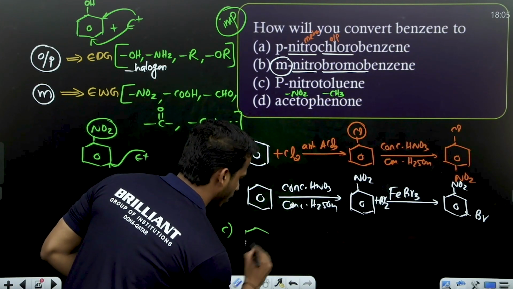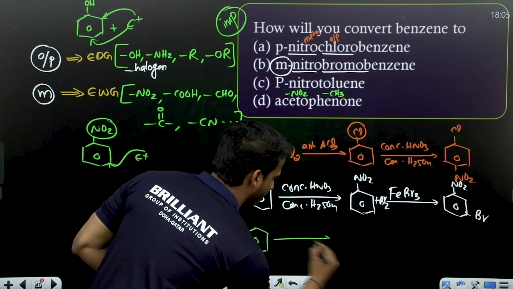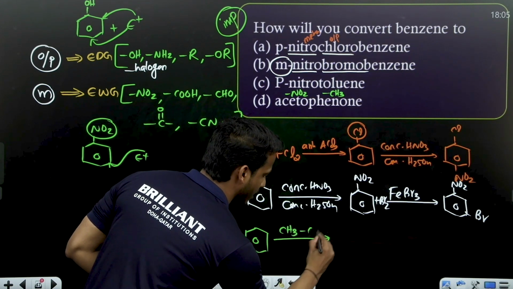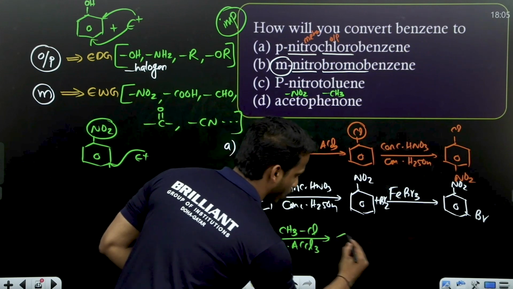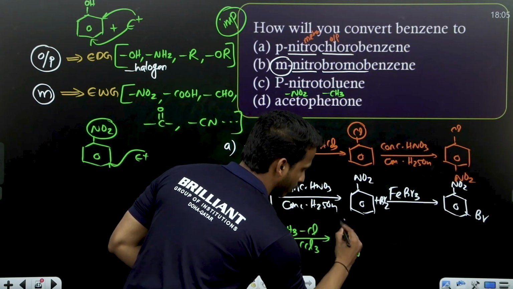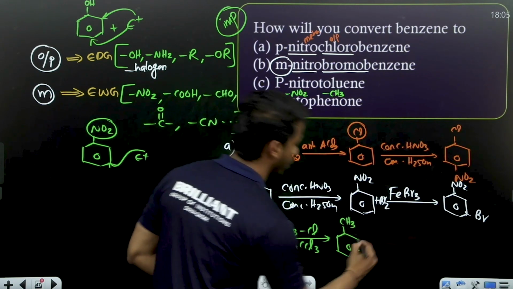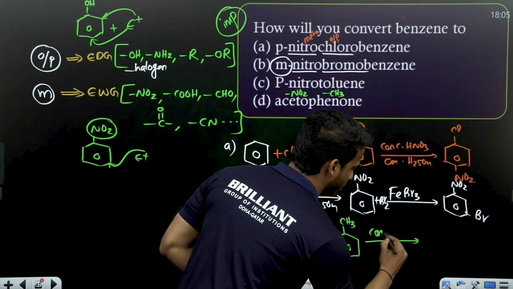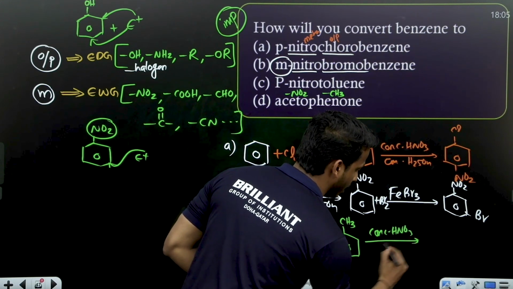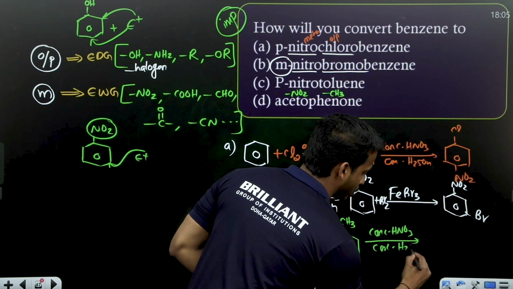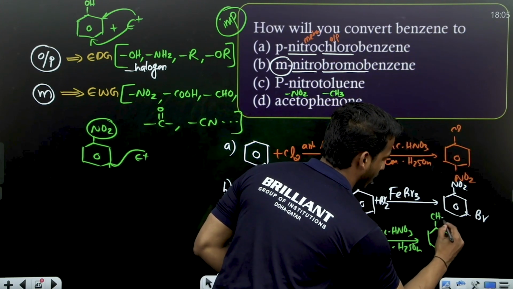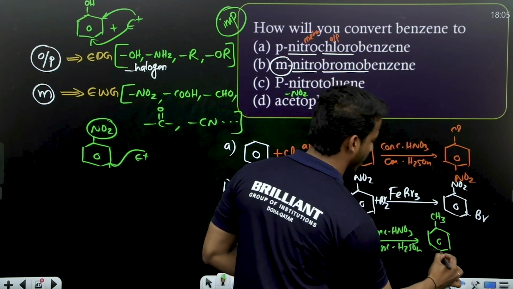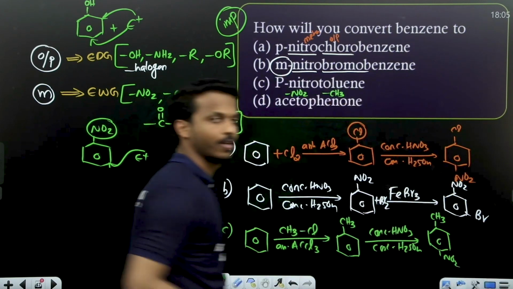So let me do Friedel-Crafts alkylation first. CH3Cl with anhydrous AlCl3, we get toluene. On this toluene we do nitration, that is concentrated HNO3 and concentrated H2SO4, and we get toluene with the nitro group on which position? Para position.